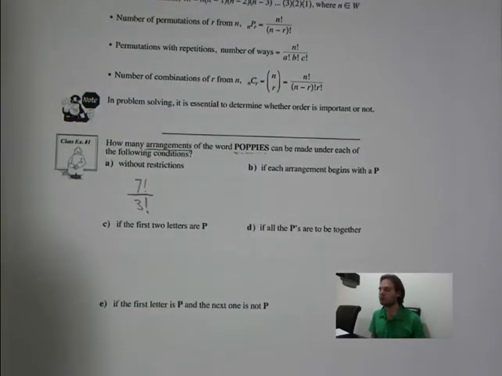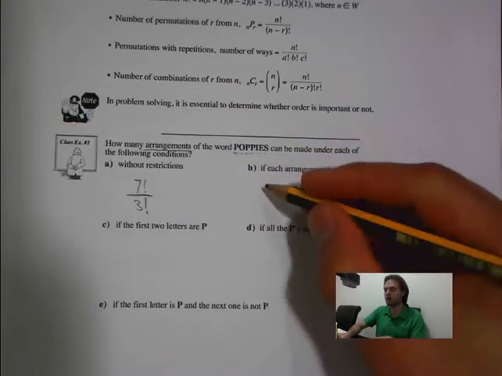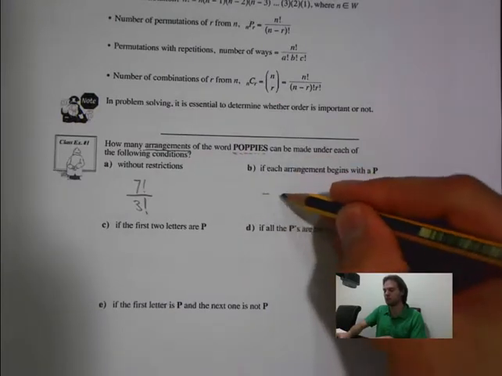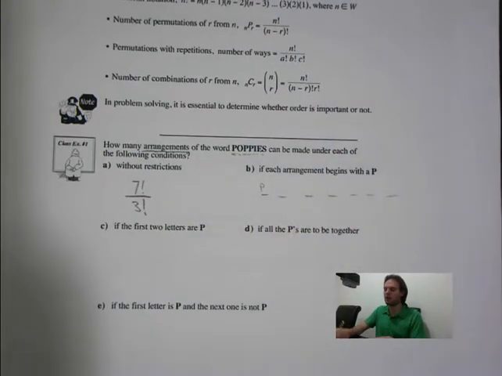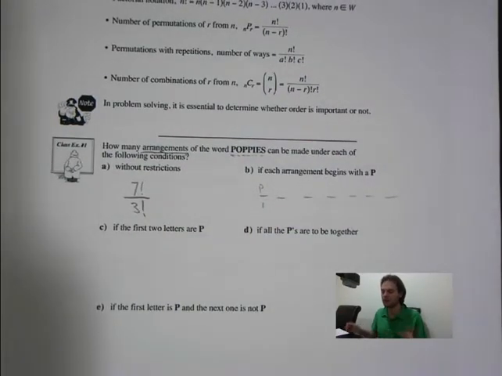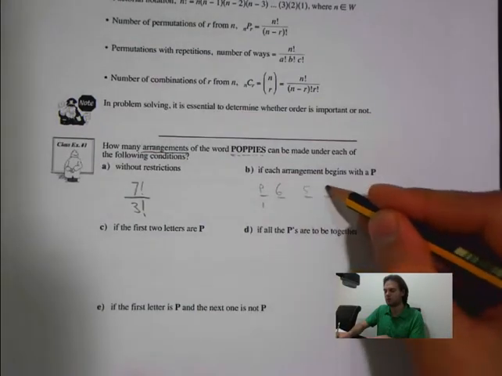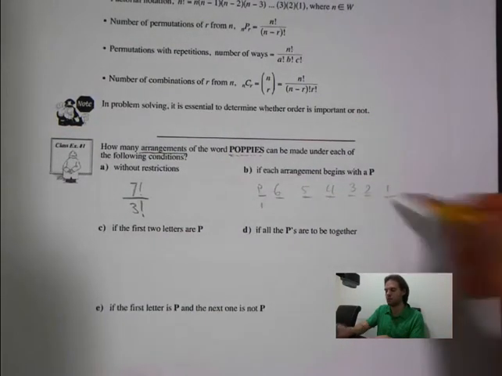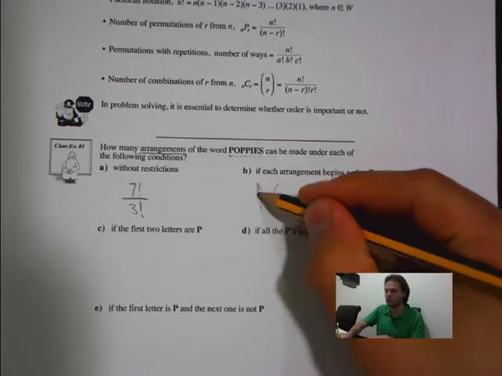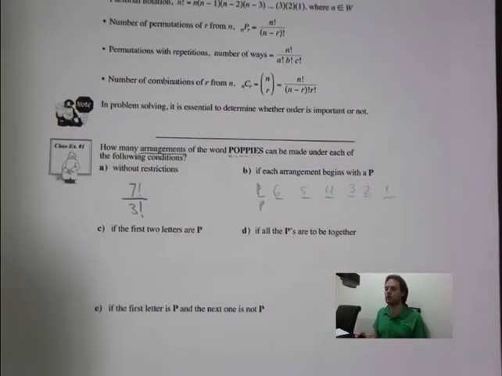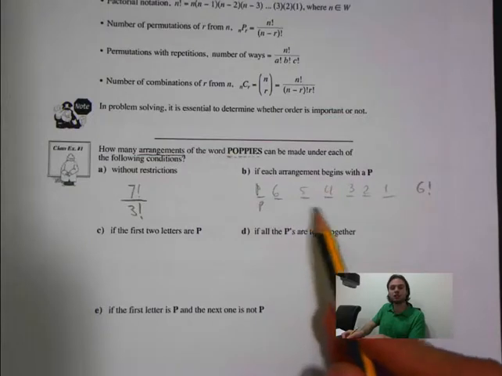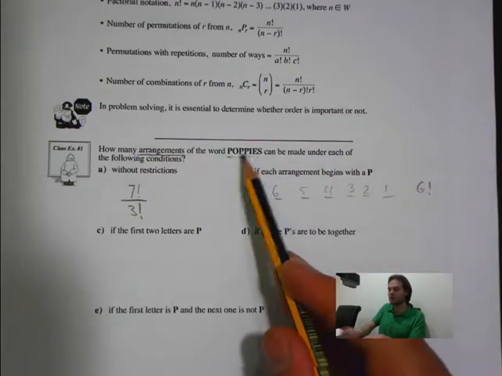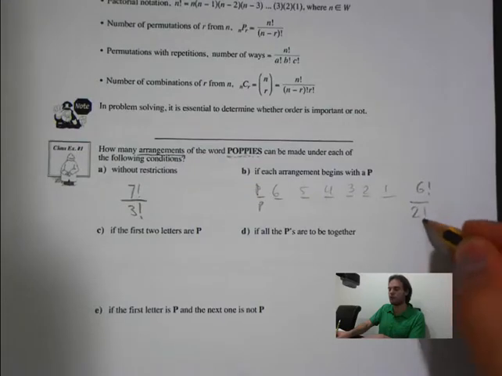Now we're going to take a look at the next one. It says if the arrangement begins with p. So once again, we still have our 7, but it must begin with a p. There's only one choice for that, which is our p, and then we have 6, 5, 4, 3, 2, 1. So that's really just 6 factorial. Now if we look at the remaining letters, all that's left are 2 p's that can be repeated. So 6 factorial divided by 2 factorial.